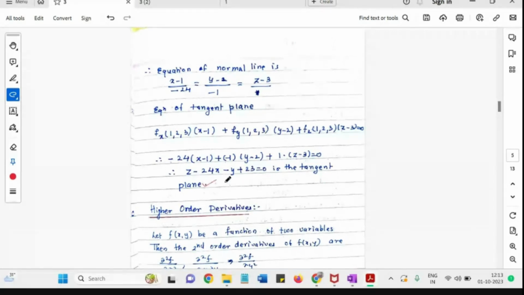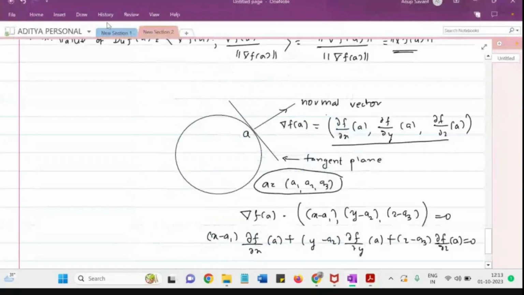Okay. Now going to a normal line. I know a normal vector, right?